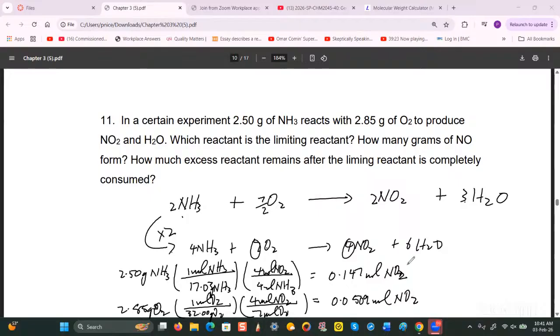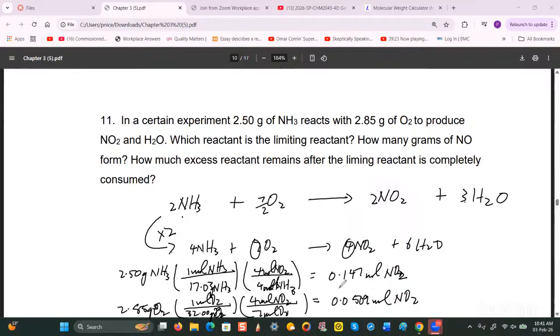Now, I'm a little confused. The first conversion factor you used, what's in the denominator? Yeah, the 4 moles. Oh, no, sorry, the 2.50, is it O2? Oh, yeah, 2.50 grams of NH3, right? And this, I'm multiplying by 1 mole of O2 over the molar mass of O2, which is... Okay.